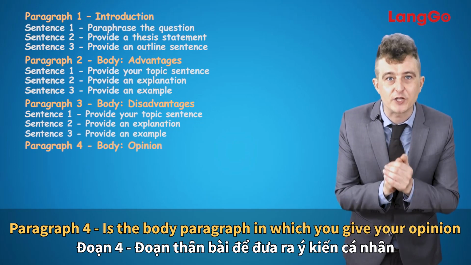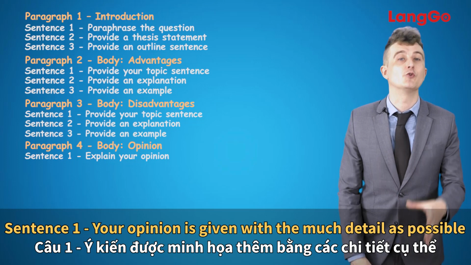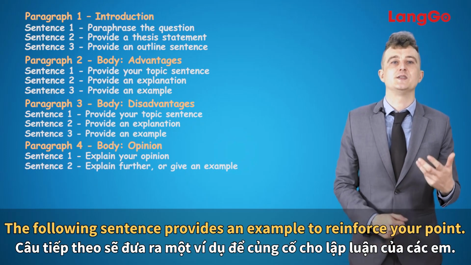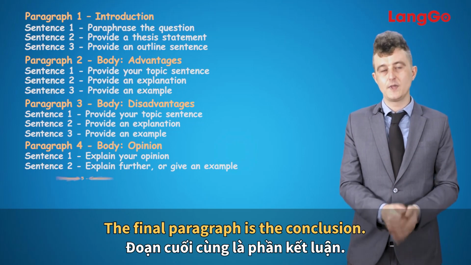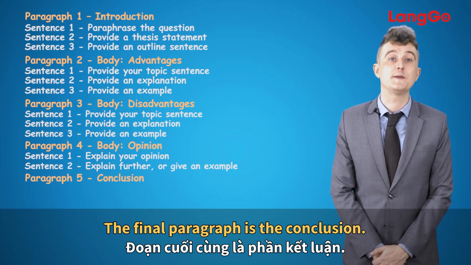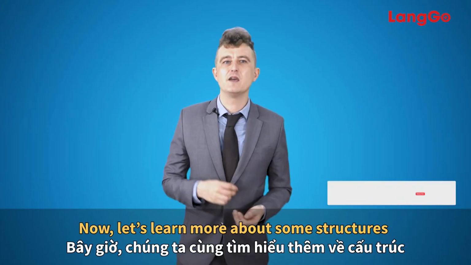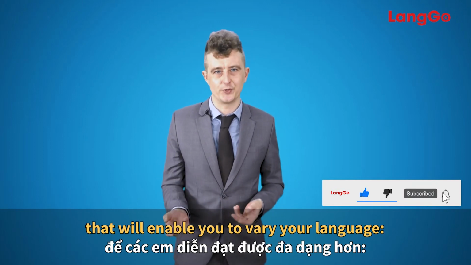Paragraph 4 is a body paragraph in which you give your opinion. In sentence 1, your opinion is given with as much detail as possible. The following sentence provides an example to reinforce your point. The final paragraph is our conclusion. Summarize our main points. Now, let's learn more about some structures that will enable you to vary your language.